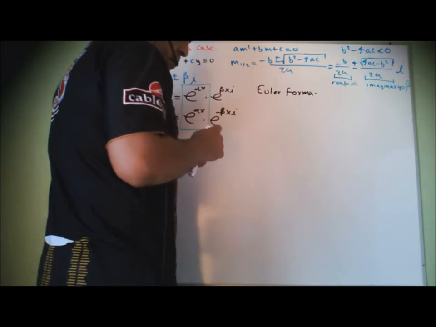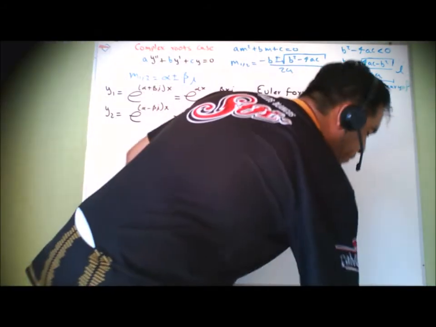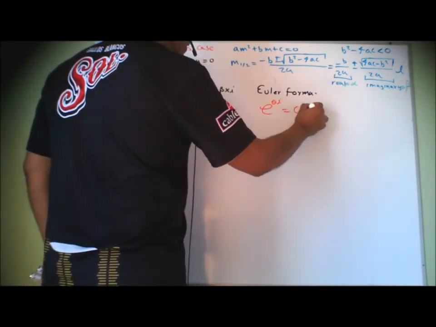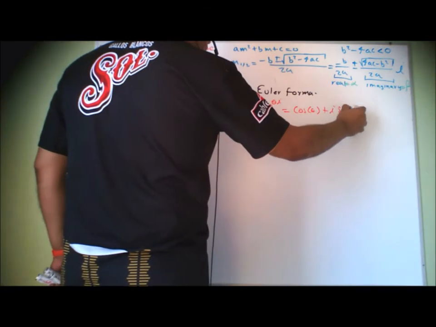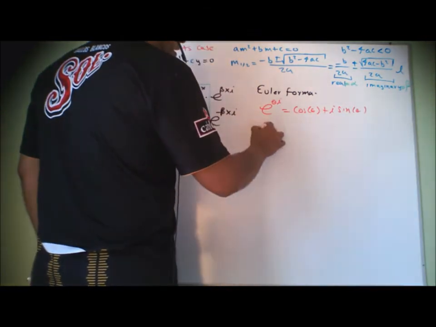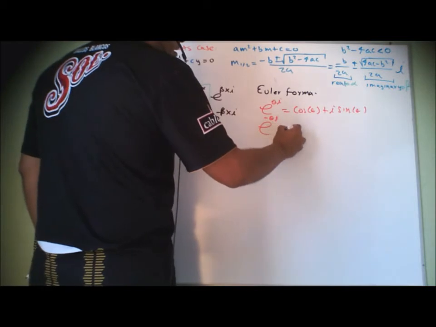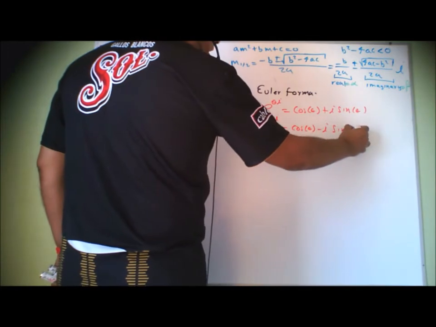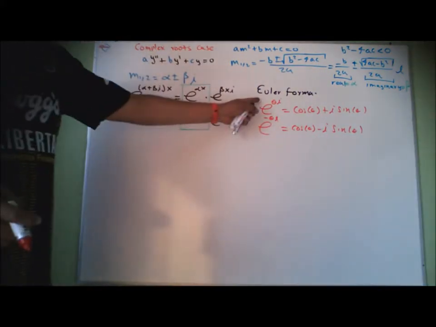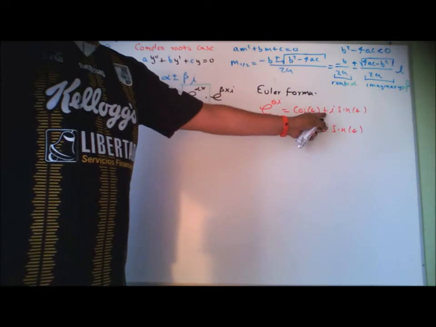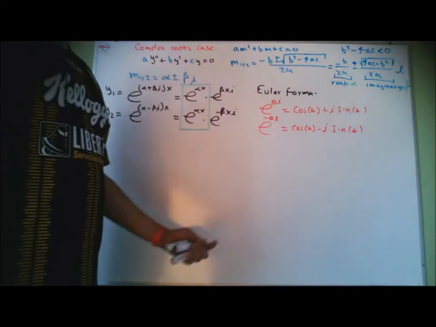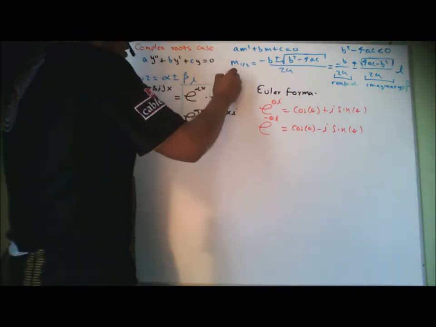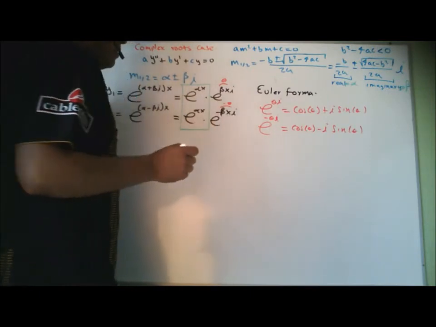The Euler formula goes like this. The exponential of theta I is equal to the cosine of theta plus I sine of theta. Now, in the case when you have a negative, minus theta I is just cosine of theta minus I sine of theta. So the only difference between the positive and the negative is that here it changes from positive to negative. So what I'm going to do is replace these two formulas here, assuming that this is theta and this is minus theta, of course.